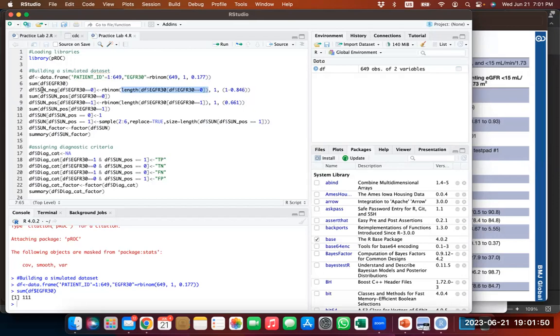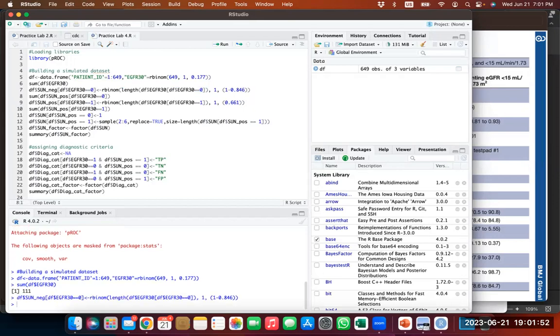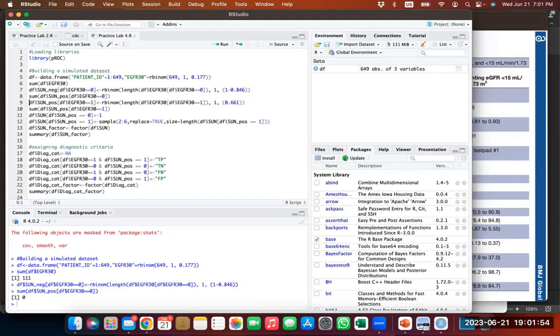Okay, so at the end of the day, you're running line 7 and you're creating the sum. You have a 0. That's not good. Okay.